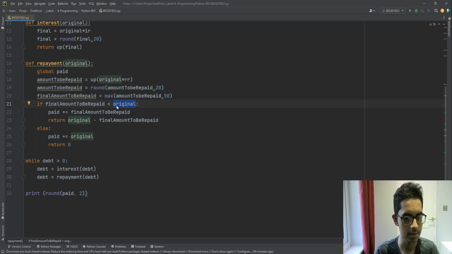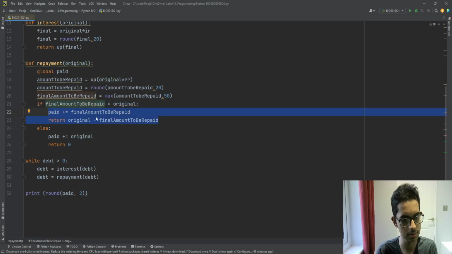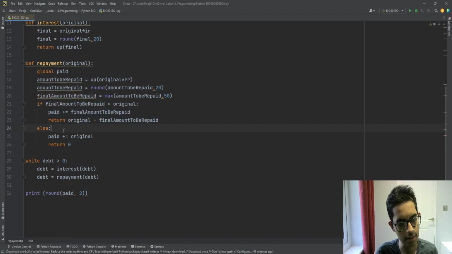Since let's say the original debt to be repaid is 30 units, but the amount calculated is 50. So then we'll basically be paying them 50, and the amount which we paid will be 20 greater than what it should be, since we've paid them so much that they somehow owe us money, like we owe them negative money, which means they owe us money. That doesn't make any sense. So then we're only going to be doing this if the final amount to be repaid is less than the original. If it's greater than the original, then we only pay how much is outstanding, and then we return 0. This is because the amount of outstanding debt now is 0, since we've paid back everything.